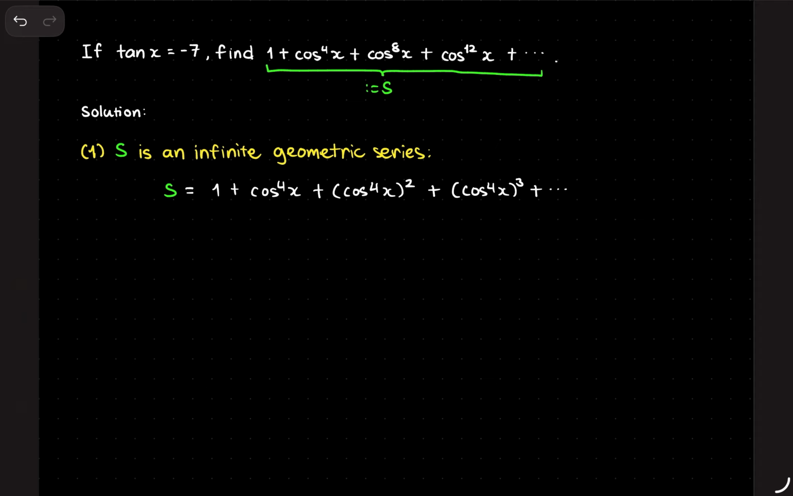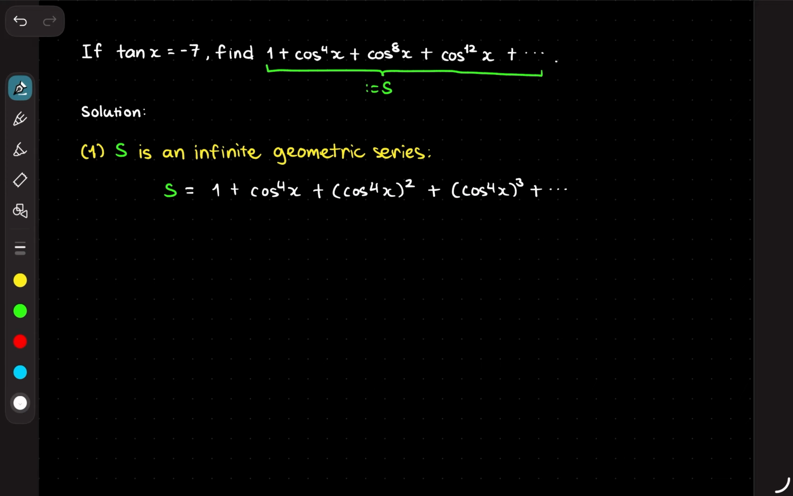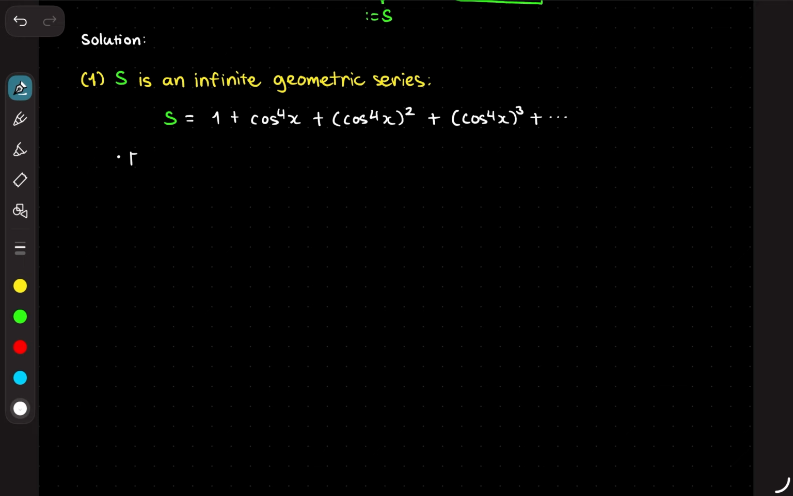So once we have this, notice that this one is a geometric series, since this term, to obtain the next one, we need to multiply cosine x raised to 4. To obtain this next one, we also need to multiply cosine x raised to 4. And same with this one. So in this geometric series, take note that the first term here clearly is 1. And as illustrated earlier, the common ratio here will be cosine x raised to 4.